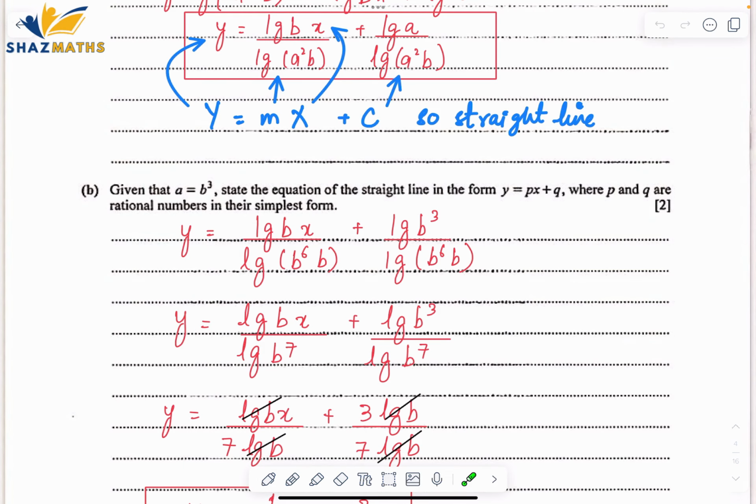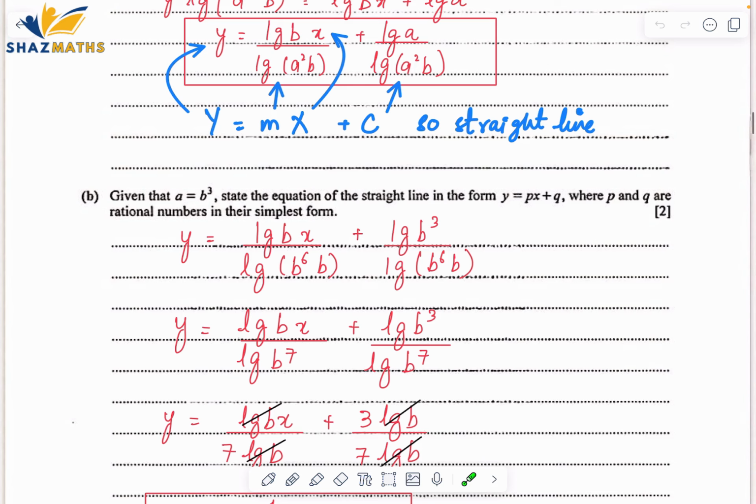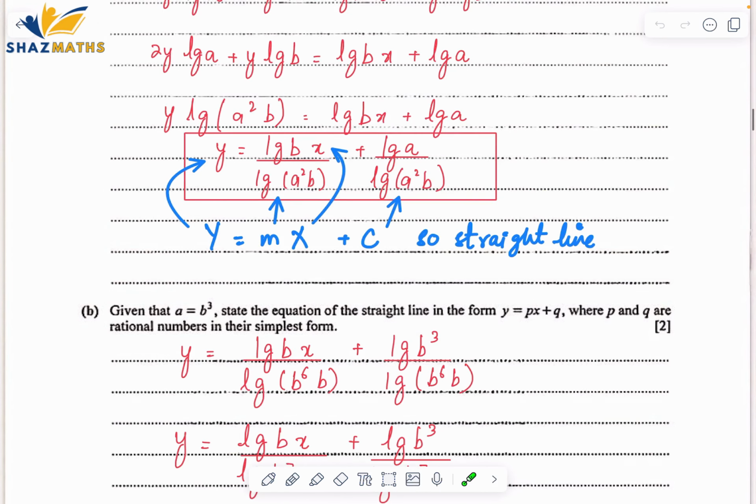Given that a equals b cubed, state the equation of the straight line in the form y equals px plus q, where p and q are rational numbers in the simplest form. Okay, so we'll be using the equation from the first part. In place of a here, we'll be putting b cubed.